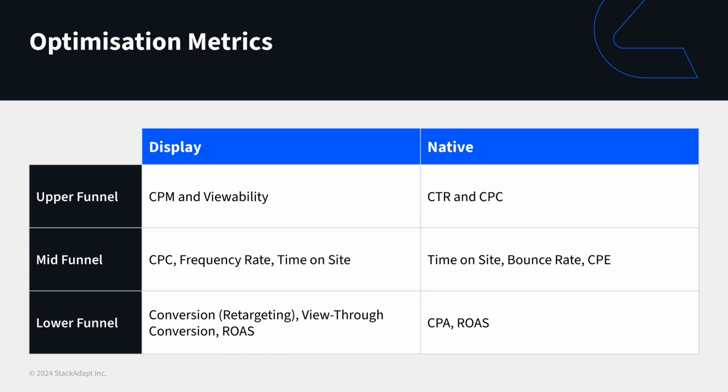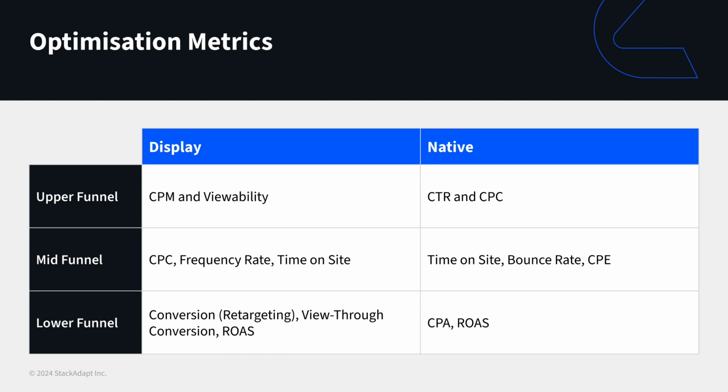Cost per impression or CPM. So although used across various ad formats, CPM is a more central KPI in display advertising due to the format's focus on visibility and brand awareness. So it measures the cost for every 1,000 ad impressions, as we know.